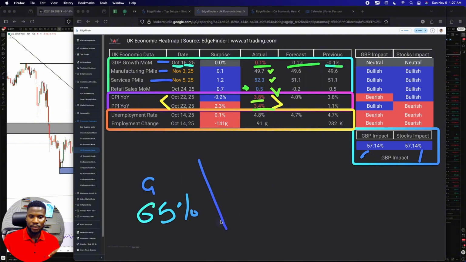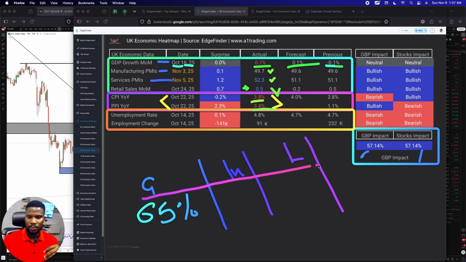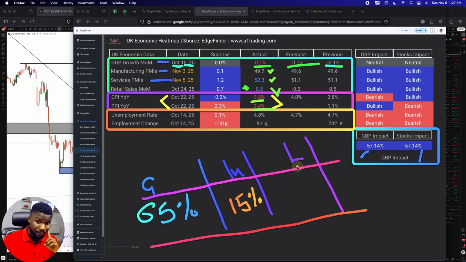So when it comes to inflation, and then we have the labor data, right? This is how we used to group them. When it comes to inflation, I'm going to give them like 15%. Now that's pretty terrible. But now focusing on the labor data, it is also not looking very good. First off, the employment change is reducing from 332K to 91,000, which was the actual that we got in October. That is not good.